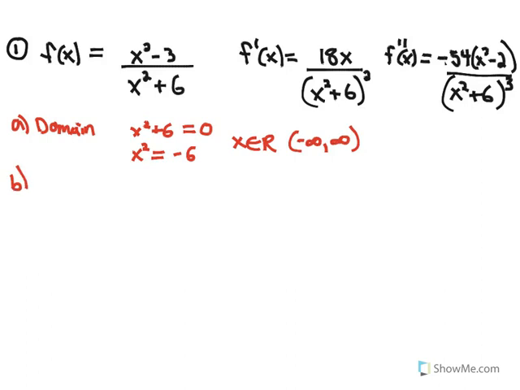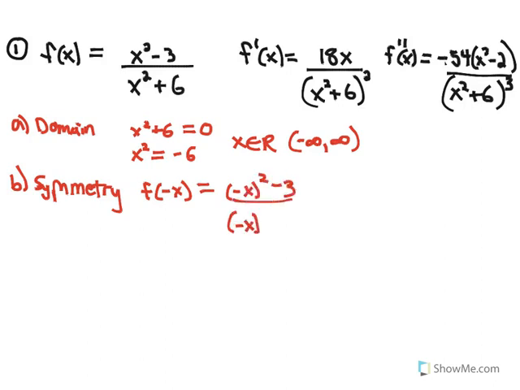For symmetry, how do we test for even or odd functions? We just plug in negative x everywhere we see an x into the function. So it's going to be negative x squared minus 3 over negative x squared plus 6. And we know when we simplify this, negative x squared is just x squared. So it's x squared minus 3 over x squared plus 6. This is equal to f of x, the original function.